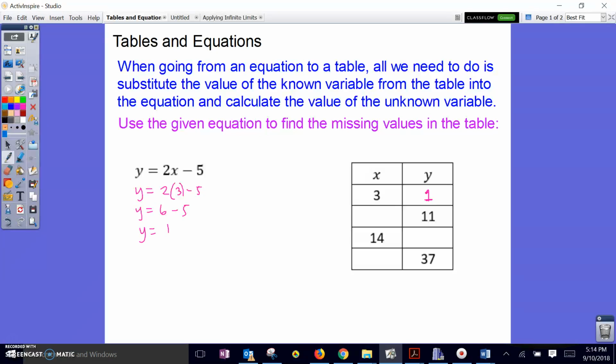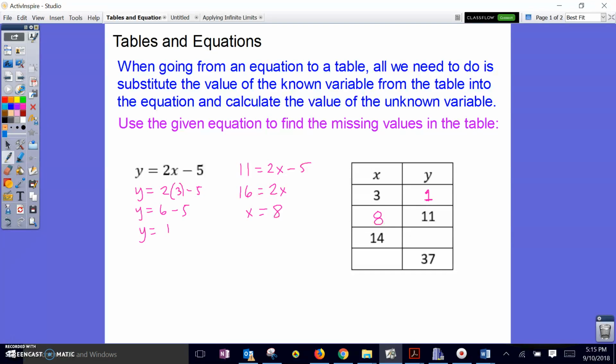In the second example here, we have no x value, but we know that y is 11. So we're going to solve for the x value. We're going to put 11 in for y and solve this equation for x. So we'll add 5 to both sides and divide both sides by 2. And we get that that occurs when x equals 8. I'll fill that into my table for the x value when y is 11. And we'll proceed and do these last two in exactly the same way.